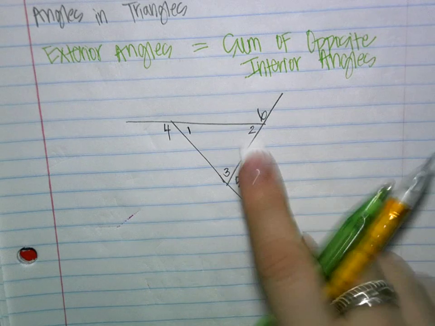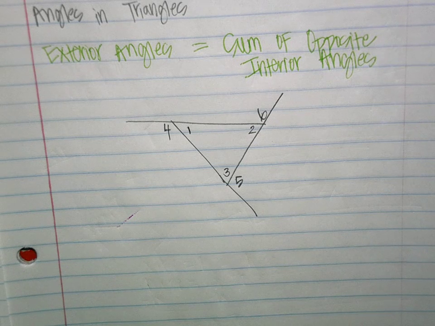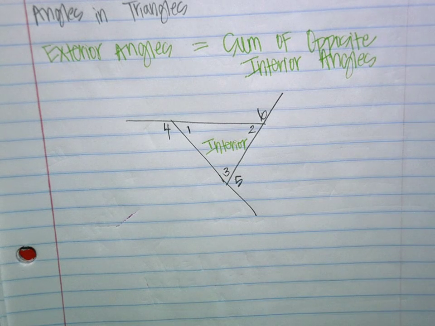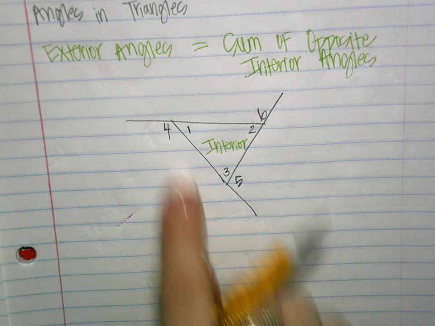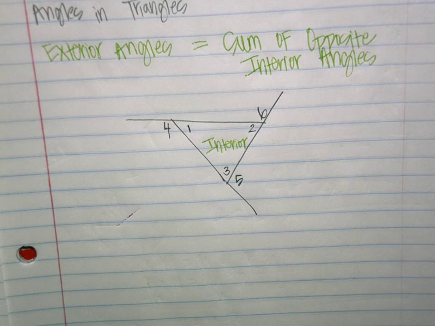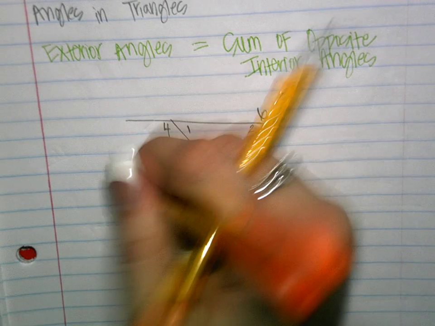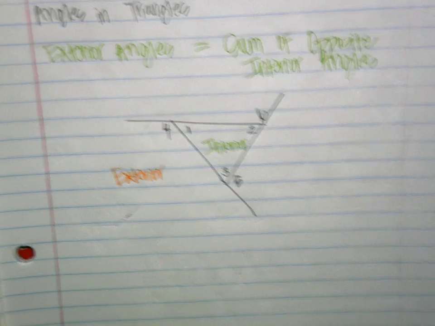What would you say that 1, 2, and 3 are? What type of angles are they, if you're going to give them a name? They're inside the triangle, so they are interior. Okay, that's what I was looking for. Why are they interior? Because they're inside the triangle. Okay? 4, 5, and 6, what do you call them? Exterior. Not outerior, exterior. So 4, 5, and 6 are exterior. Today we're focused on interior and exterior.